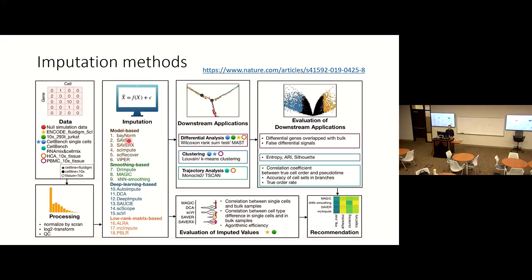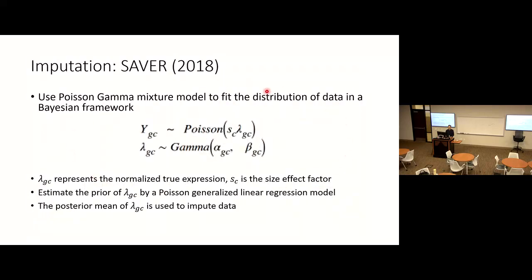So SAVER is one of these model-based algorithms. We open it up to look at how this has been formulated. So Y is the gene expression level in the cell. G and C are the indices for the gene and the cell. If you consider this as the UMI count for gene 1 in cell 1, Y equals 3. So this number is a 3.